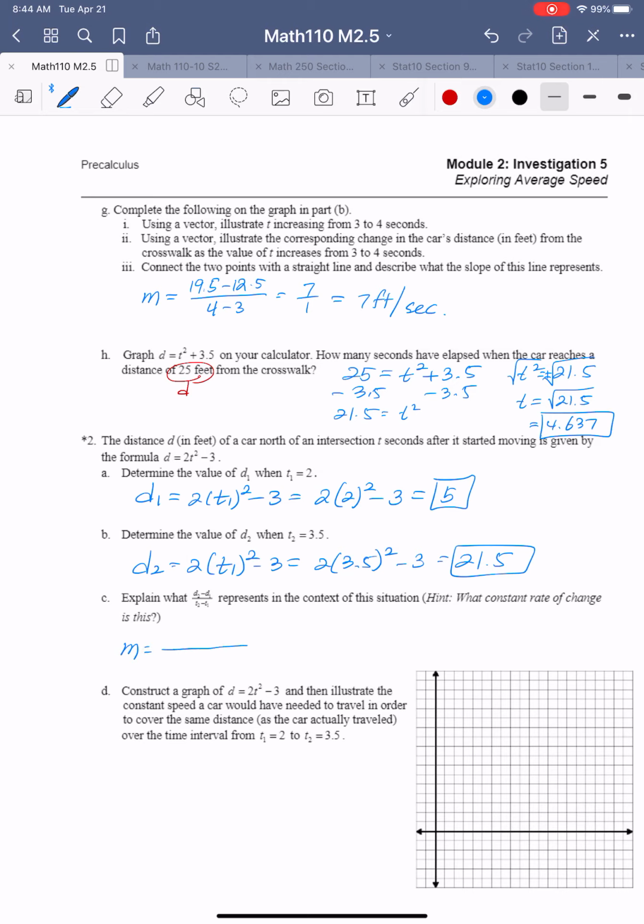So the slope is 21.5 minus 5 over 3.5 minus 2, and then you'll get 16.5 over 1.5. This means 16.5 feet per 1.5 seconds. So every 1.5 seconds, the distance actually changed by 16.5. And then they're asking us to construct a graph on the plane.